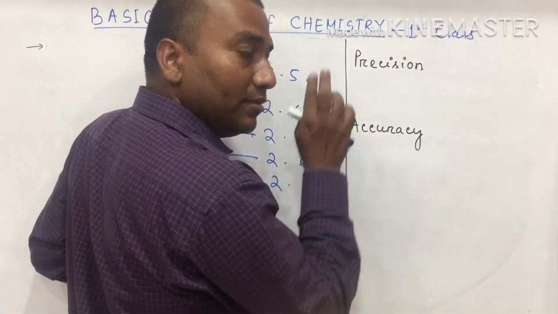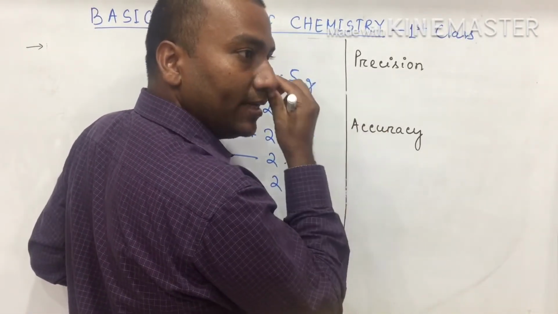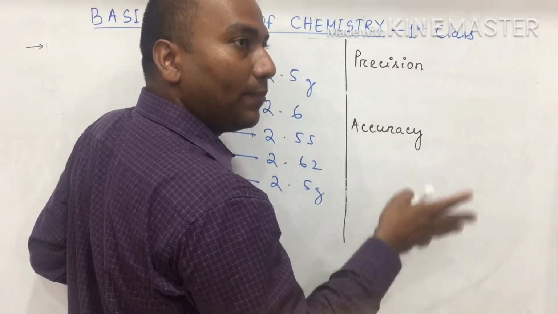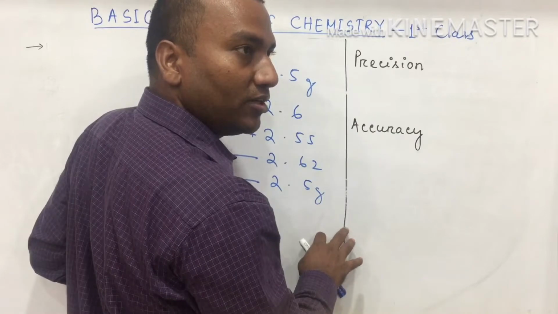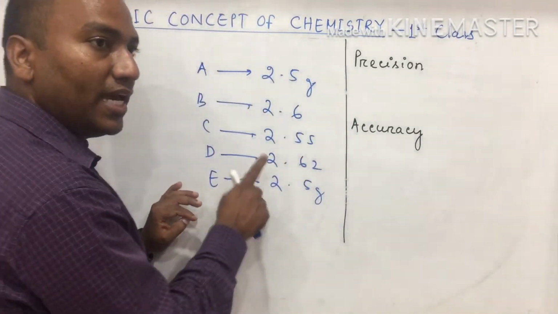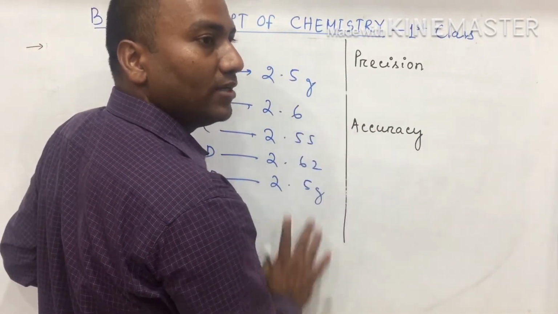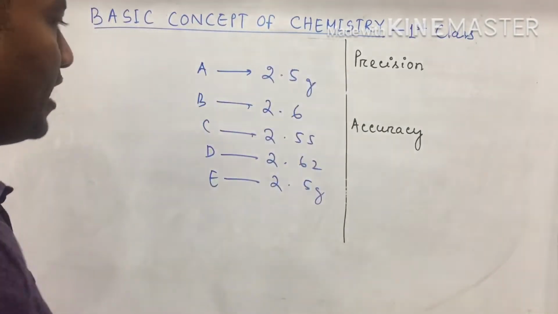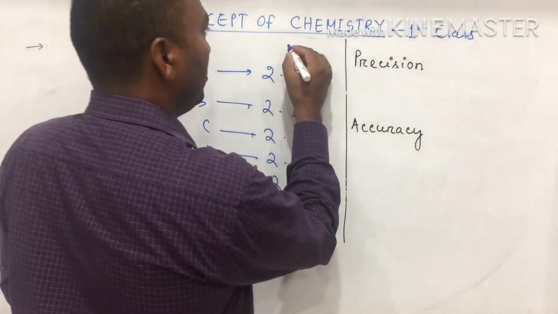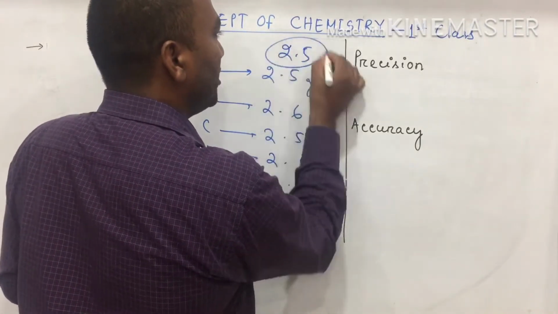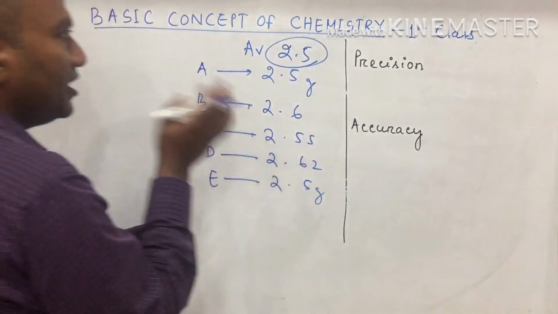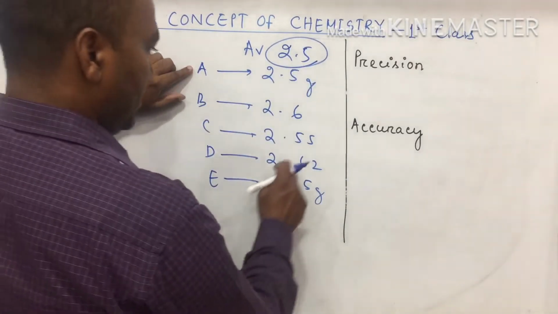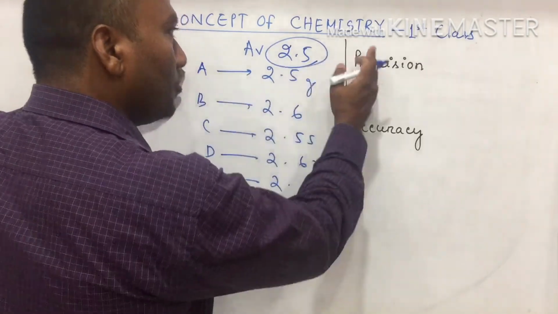That means before taking any data, the students do not know what the given data is. After taking the measurement, which student is very close to the average value? Clear? Suppose the average value comes to 2.5. So which student is more precise? We can say student A, student C and student E are more precise.